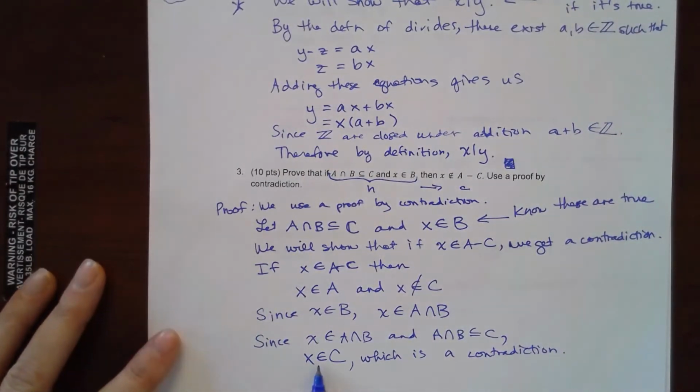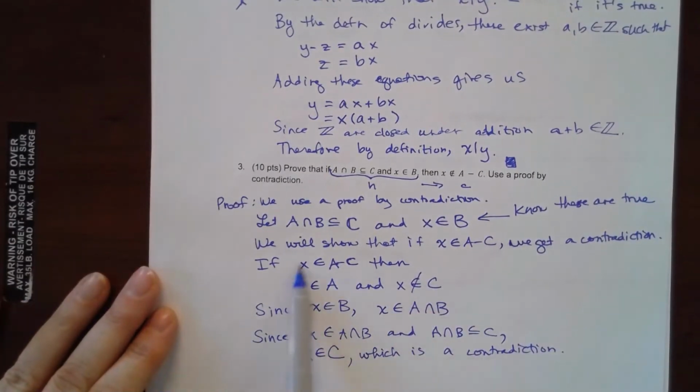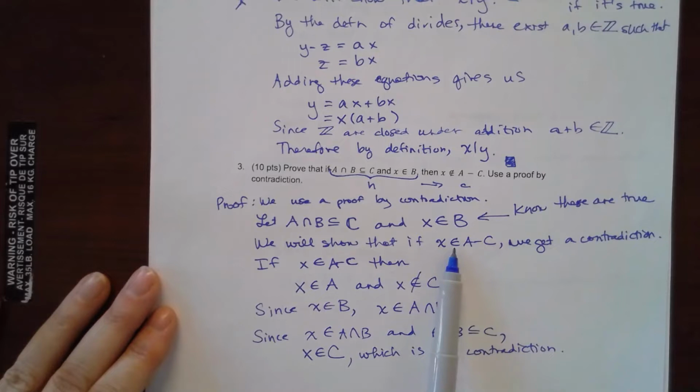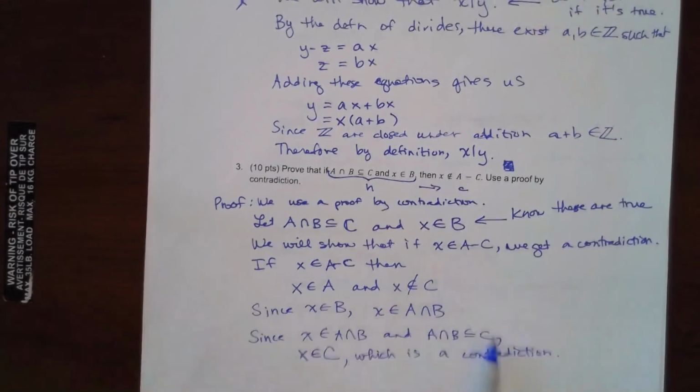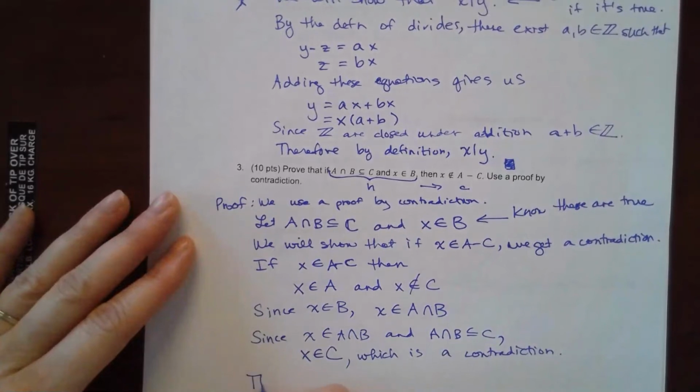Okay, so once we get that contradiction, we follow that back and say, well, that contradiction was what would happen if X was in A minus C. Well, I got that contradiction. I didn't know if it was true. I was just saying what would happen if it were true. And now that I see what would happen if it was true, I come to a contradiction. So this can't possibly be true. Okay. So I say thus, X isn't actually in A minus C.